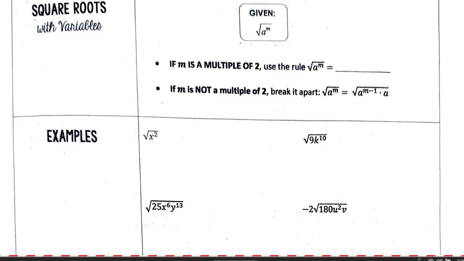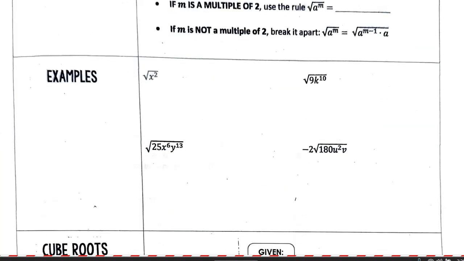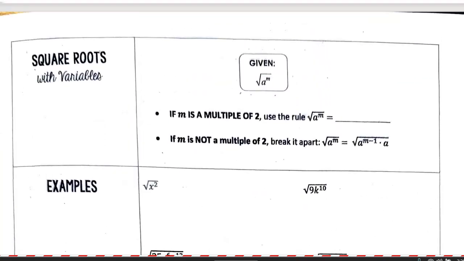Okay, so now that we've talked about simplifying square roots, let's talk about square roots with variables. So this means that we're going to be dealing with letters and numbers now. So we have to still take into account the rules that we just talked about for numbers. But let's talk about the rules when we have variables.